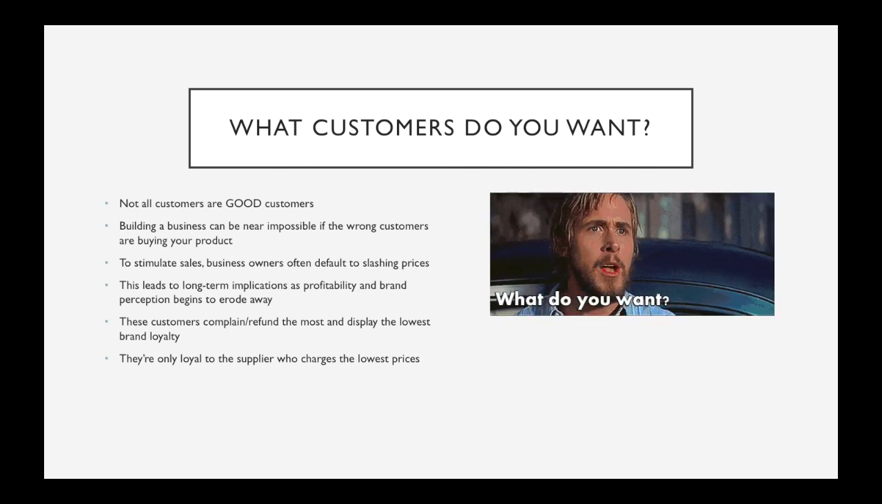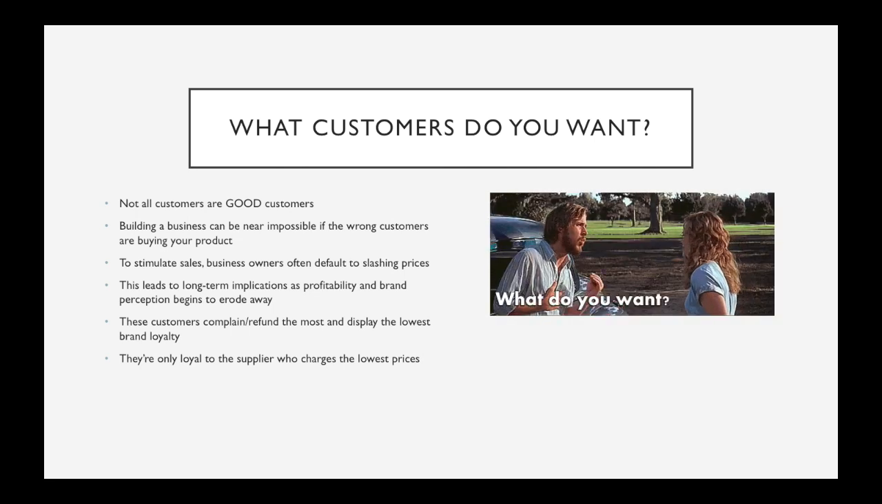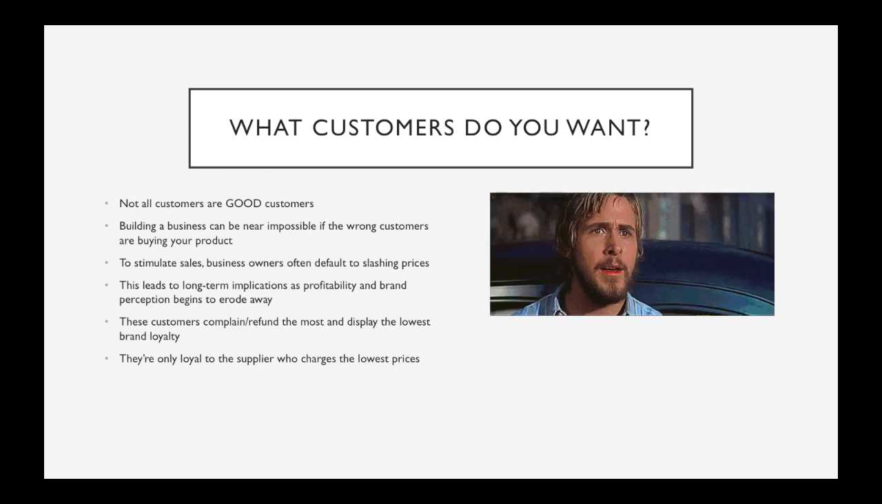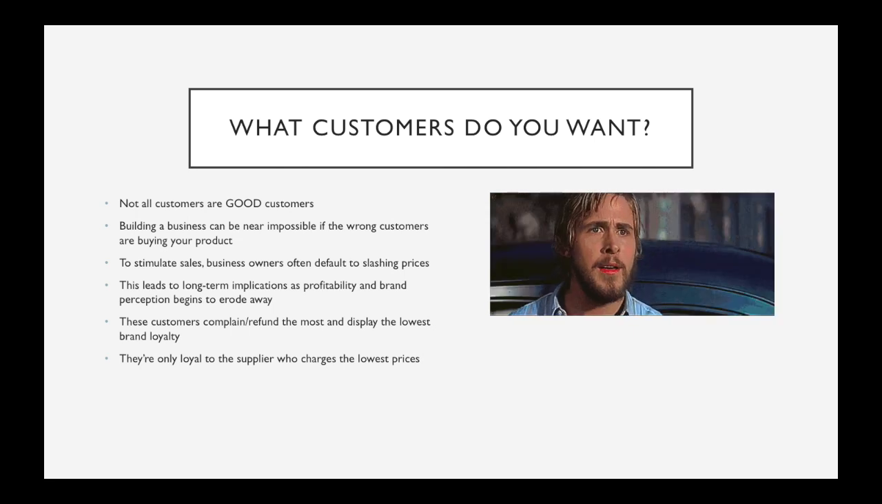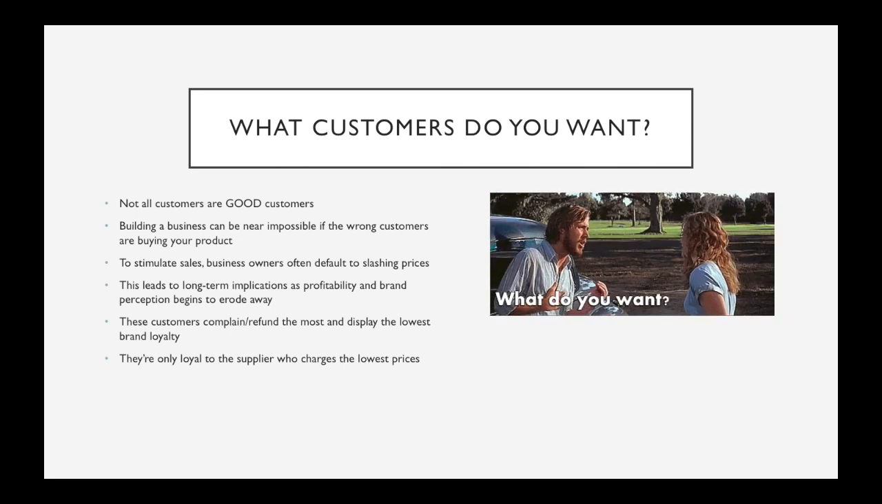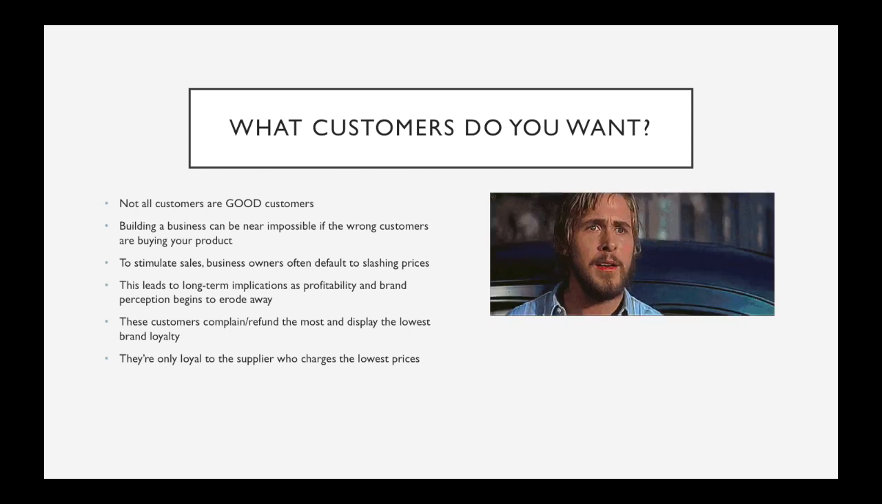And please note that customers who tend to solely buy on price, these are the customers who complain the most. These are customers who refund the most and who display the lowest level of brand loyalty, as they're only loyal to the supplier who charges the lowest prices.